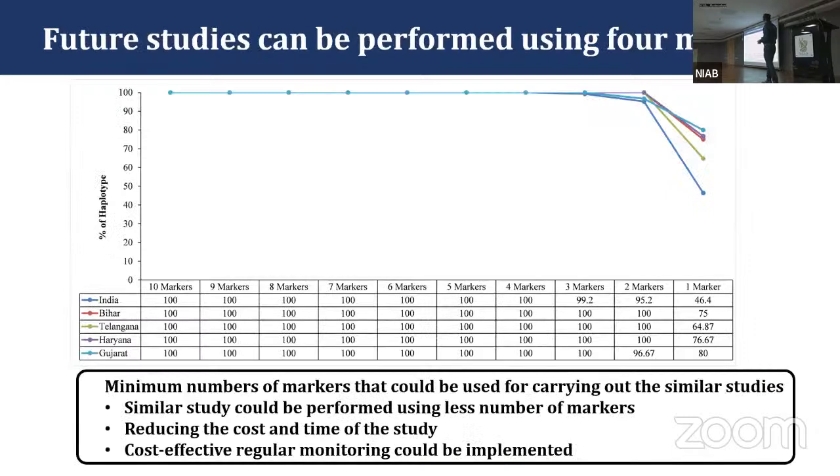Next, we tried to understand if the marker number can be reduced for future studies. What we found is that a minimum of 4 markers could be used for this kind of study, and it will help us reduce the cost and time, and can be implemented for monitoring purposes after implementing some eradication program.